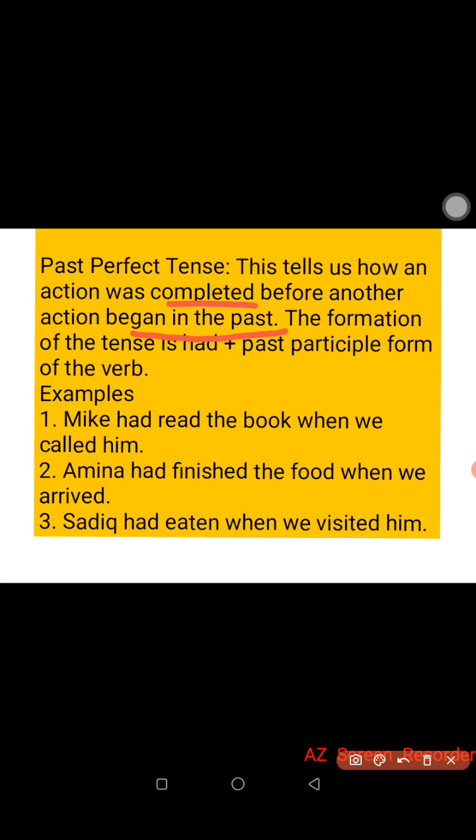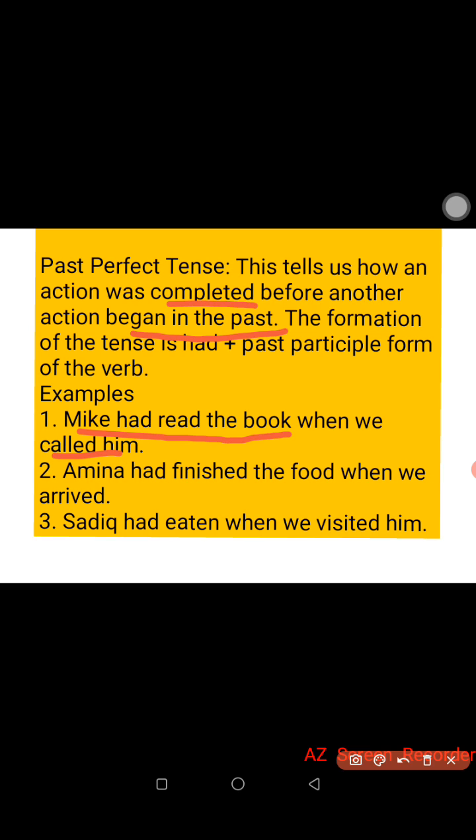1. Mike had read the book when we called. Is it now that we called Mike? No. We called him in the past. But before we called him, he had read the book. So this action, Mike had read the book, was completed in the past. And then another action came on board, called. That is why we have Mike had read the book when we called him.